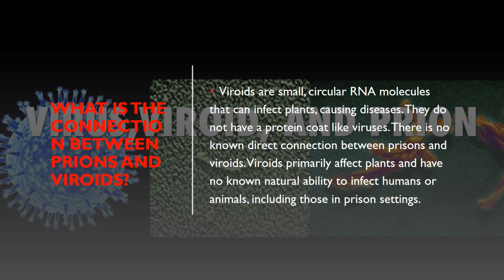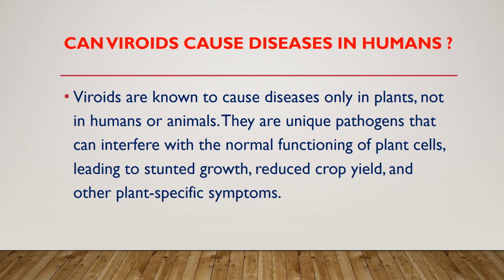What is the connection between prions and viroids? Viroids are small circular RNA molecules that can infect plants, causing diseases. They do not have a protein coat like viruses. There is no known direct connection between prions and viroids. Viroids primarily affect plants and have no known natural ability to infect humans or animals. Can viroids cause diseases in humans? Viroids are known to cause diseases only in plants, not in humans or animals. They are unique pathogens that can interfere with the normal functioning of plant cells, leading to stunted growth, reduced crop yield, and other plant-specific symptoms.